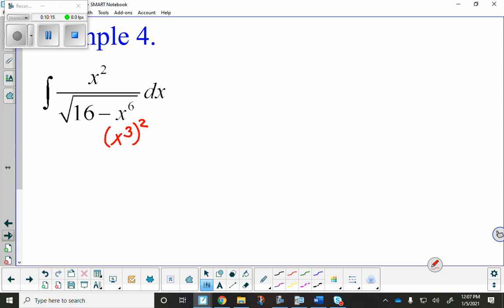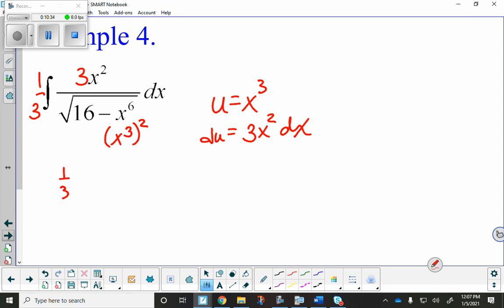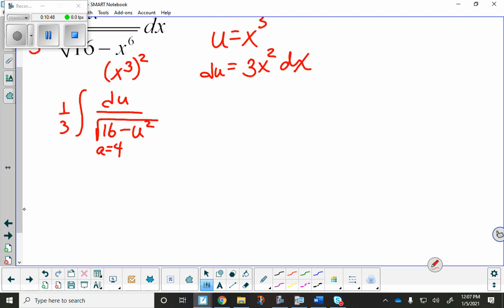So I'm going to make my u to be x cubed. So du is equal to 3x squared dx. So I'm going to put a 3 up here and a 1/3 out front. So now what I have is 1/3 the integral of du over the square root of 16 minus u squared. That means my a is 4. So this one, inverse sine again.